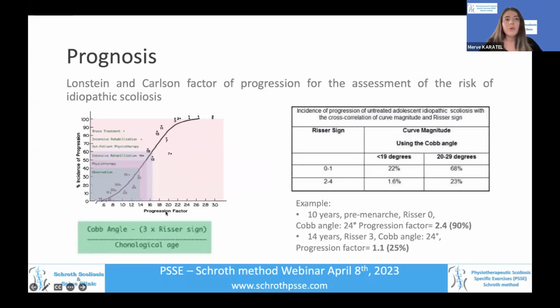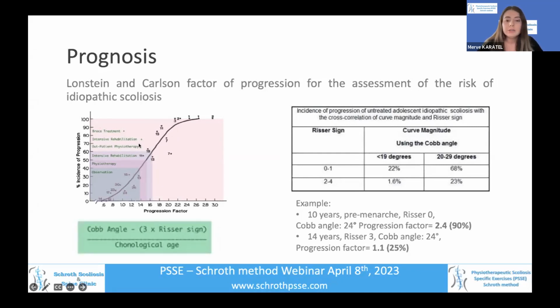This is the formula for calculating the progression factor. For example, a 10-year-old girl, premenarche, Risser 0, Cobb angle 24 degrees. The progression factor from this formula is 2.4. 2.4 is a 90% progression risk.